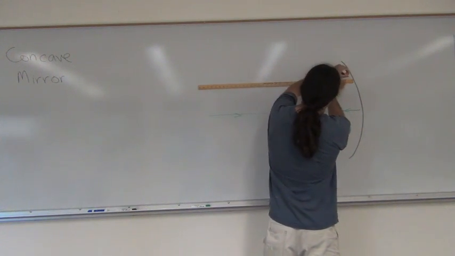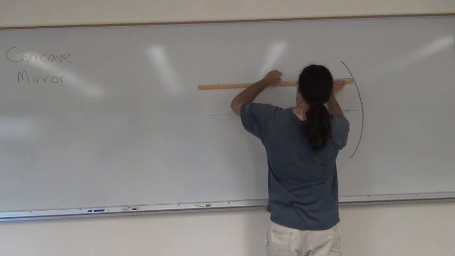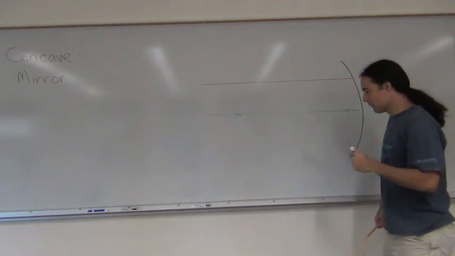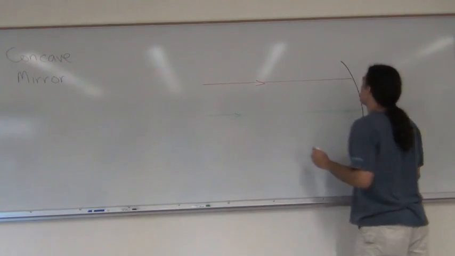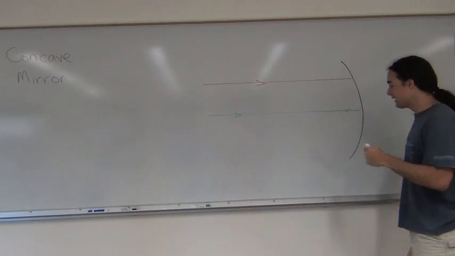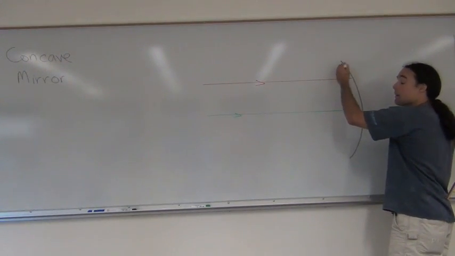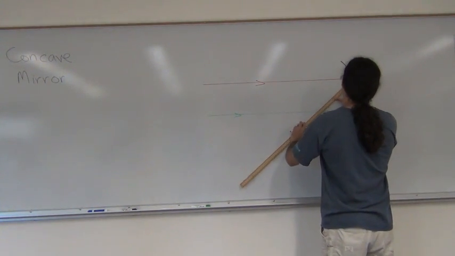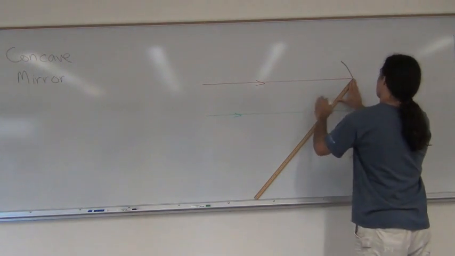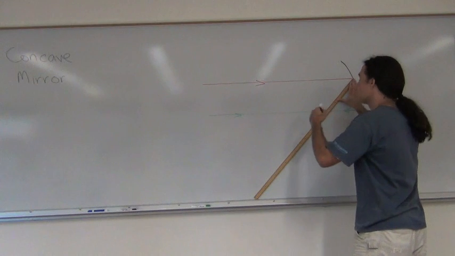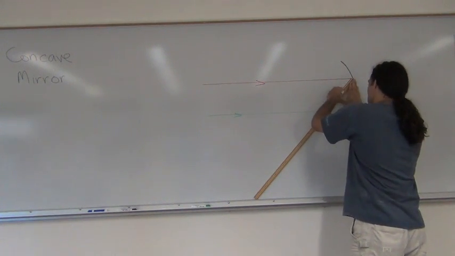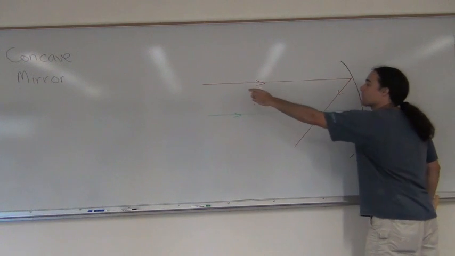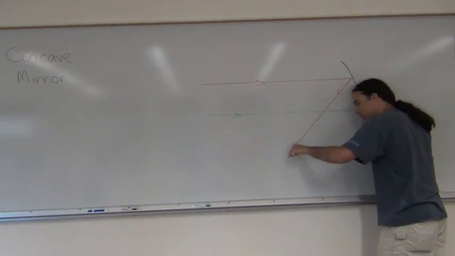I'm going to have another line. So this will be another ray of light. Comes in this way. Now, it's going to reflect back at a different angle because my mirror is curved, so it's going to reflect it down somewhat. So I want to try to make my angle of incidence equal my angle of reflection. So my red light comes in this way, bounces down that way.